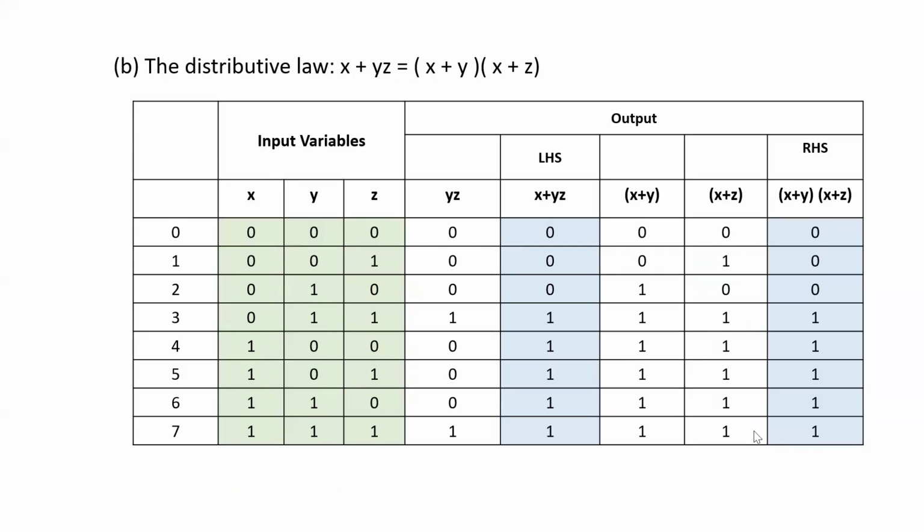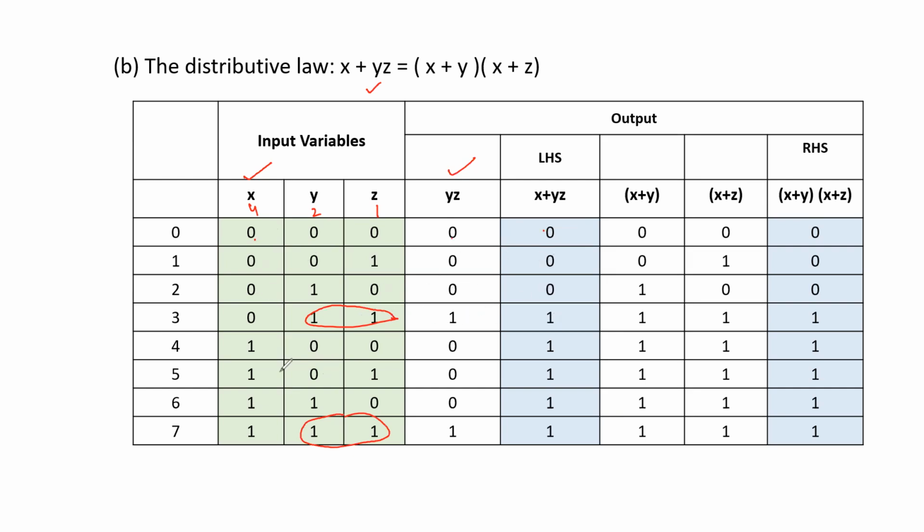The second bit is the distributive law: x + yz = (x + y)(x + z). Now in the LHS part, first we should find the yz value. yz means ANDing of y and z. Later we should find the LHS. LHS is x + yz. That means we should concentrate only on x and yz. Plus means OR gate. Therefore 0, 0 means 0. 0, 0, 0, 0, 0, 0.